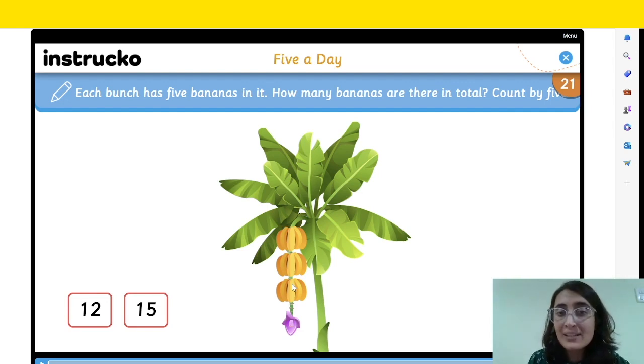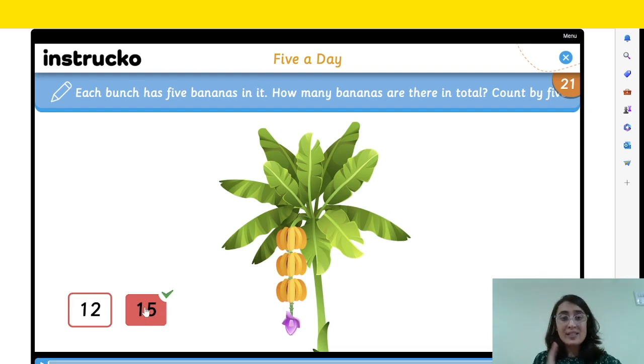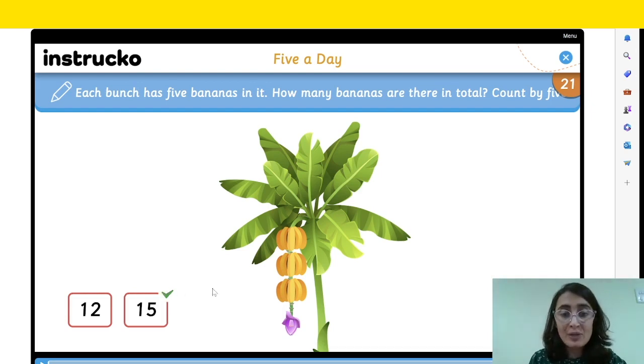So how many bananas are there in total? 15 bananas. Correct. See, we skip counted by 5 now. It's similar to when Mo had 5 bananas, then 5 oranges. So total how many fruits did Mo have? 10. So now here we have 5 bananas, add 5 more bananas.